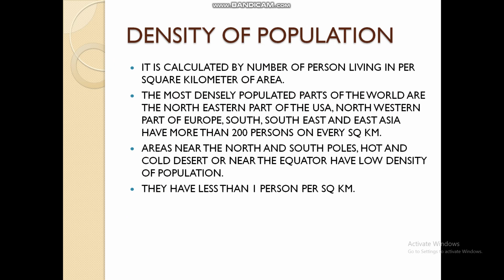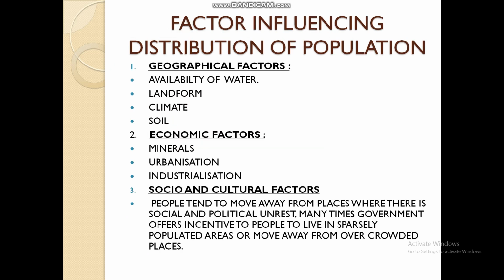Areas near the North and the South poles, hot and cold deserts, have low density of population. They have less than 1 person per square kilometer.